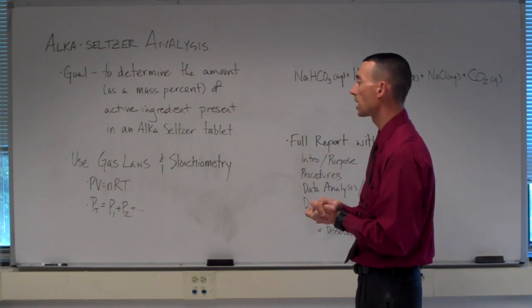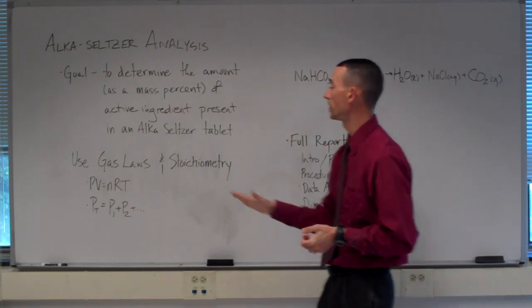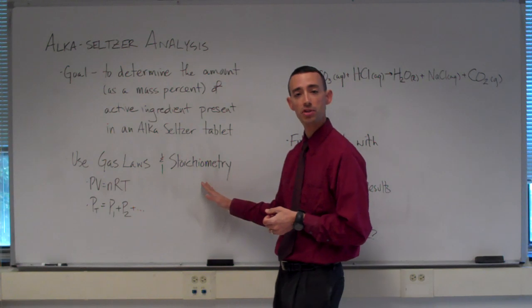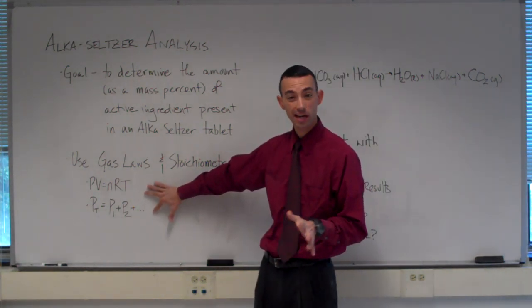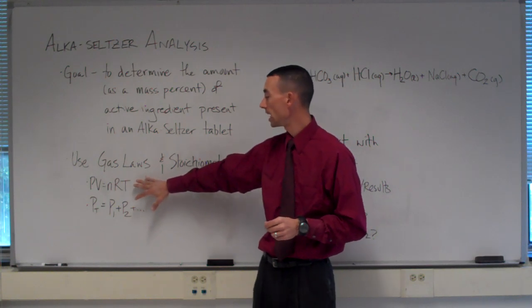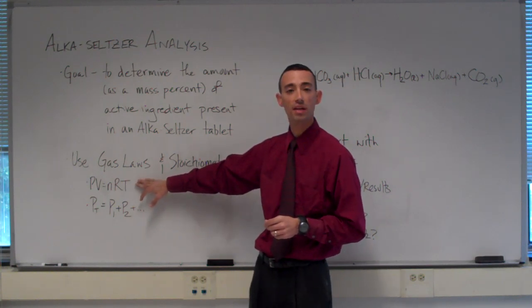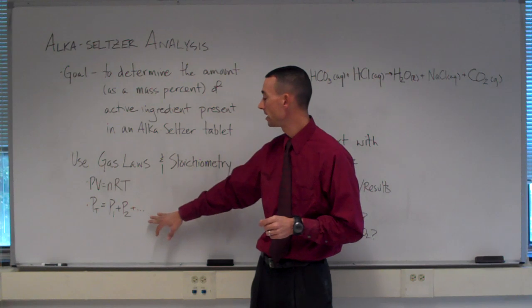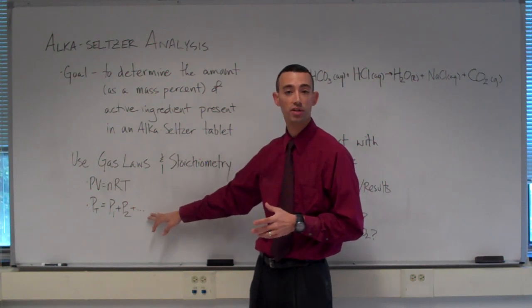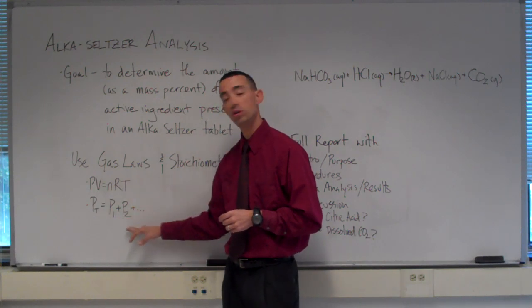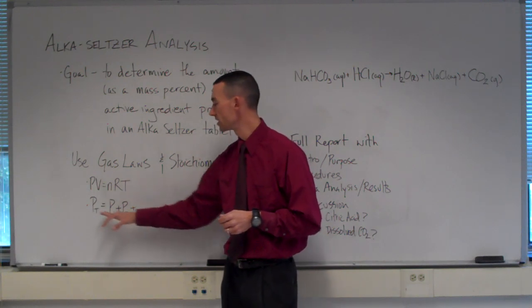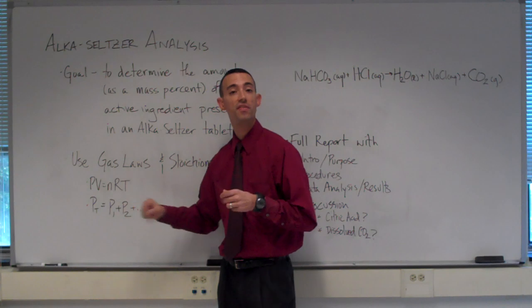Now, the way we're going to accomplish that is through the use of gas laws and stoichiometry. The two primary gas laws that you'll need to invoke in your calculations are going to be the ideal gas law, PV equals nRT, and Dalton's law of partial pressures, stating that the sum of individual partial pressures of a group of gases will equal the total pressure of that mixture.